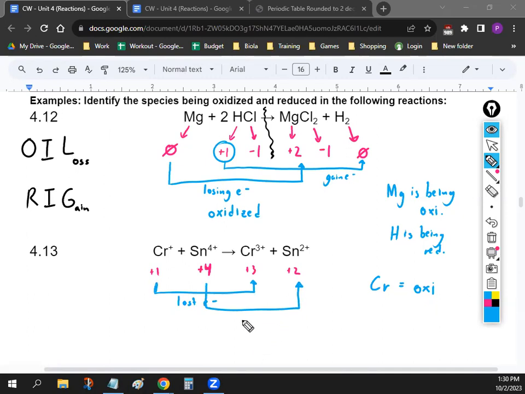Okay, all right. So obviously here it became more negative, right? Because it went from +4 to +2. So it's going to gain electrons. It took AP Chem again. So tin is going to be reduced. Alrighty, guys, let's take our break real quick. If you have questions, please let me know, and then we'll move on after you come back.